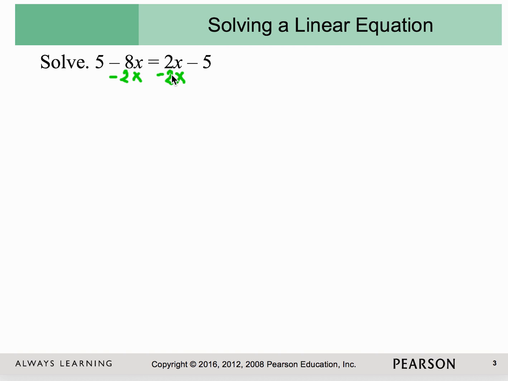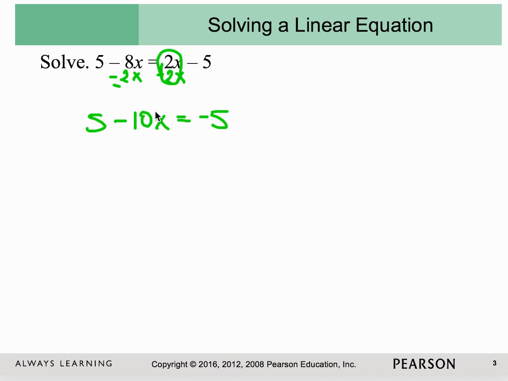If I do something to one side, I have to do the same thing to the other side, so I'm going to take away two x's from that side. Now, on this side, I still have the 5, but now I have minus 8x minus 2x, which is minus 10x. And on this side, 2x minus 2x is 0. And 0 minus 5 is minus 5.